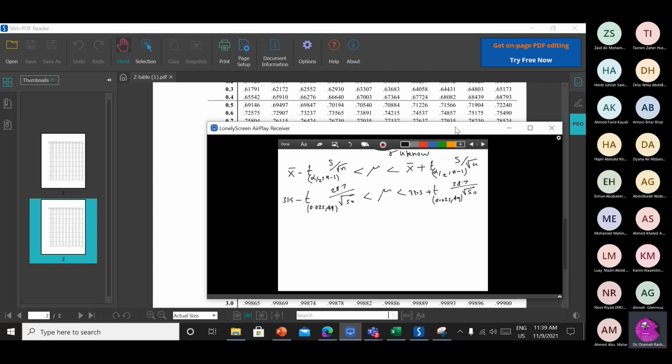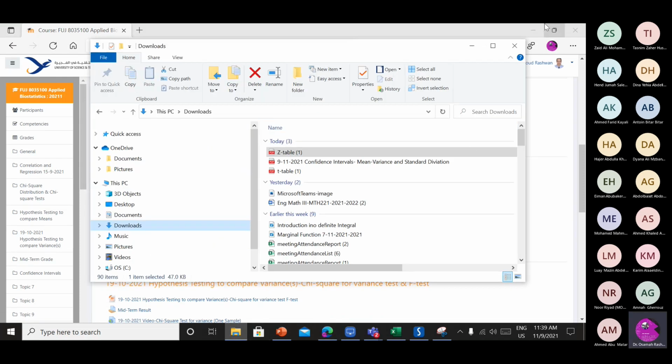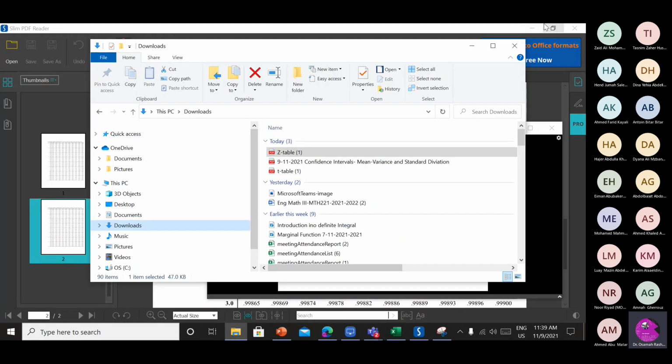Now, how can I use the T table? I have the T table and I know how to use it. Where is it? Okay. Now I'll open it. Okay, down this one.